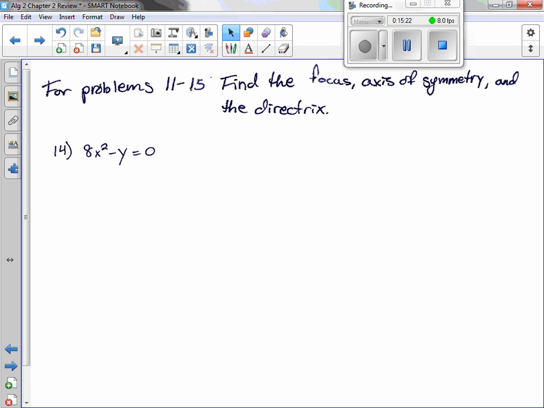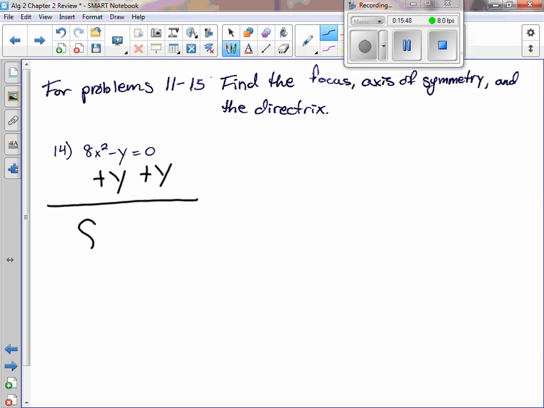Let's look at this one here. Now, this one and the last one kind of work the same way. We need to get the variable without an exponent by itself. So here I see that x squared and y are both on the same side, so I need to move. It's going to be easier to move the y over to the other side, because what I can do is add y to both sides and get 8x squared equals y. I just added it to both sides so that I can move it from one side to the other.